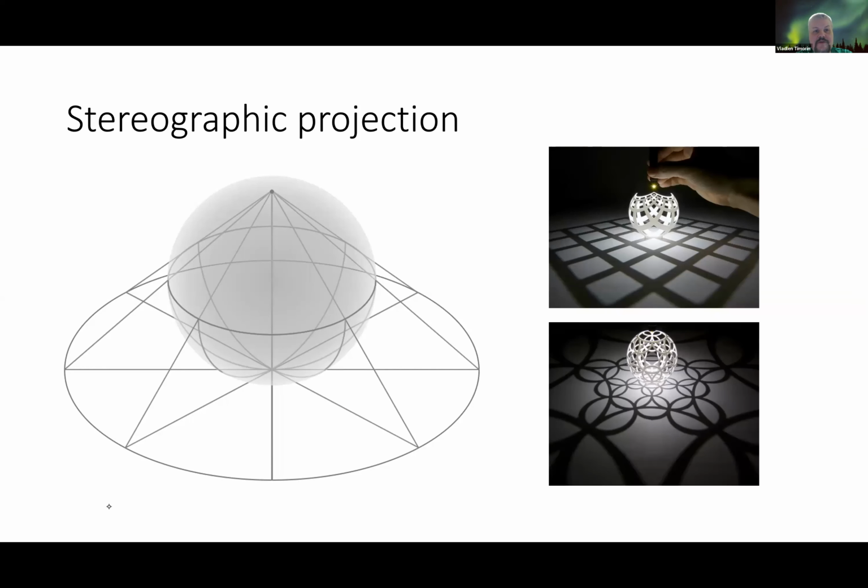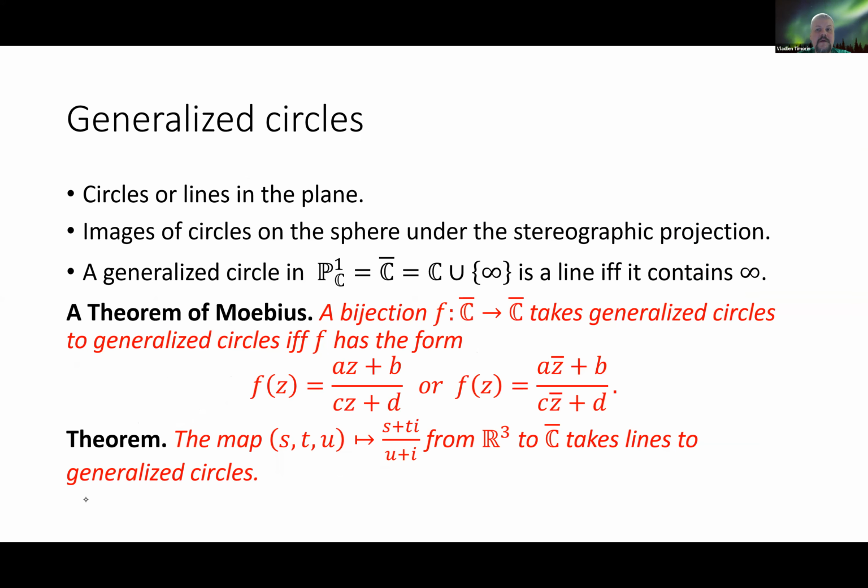So these are some other pictures on stereographic projection. You can think of a bulb giving some light at the North Pole, and then what you see as a shadow in the plane will be the stereographic projection. Any questions?